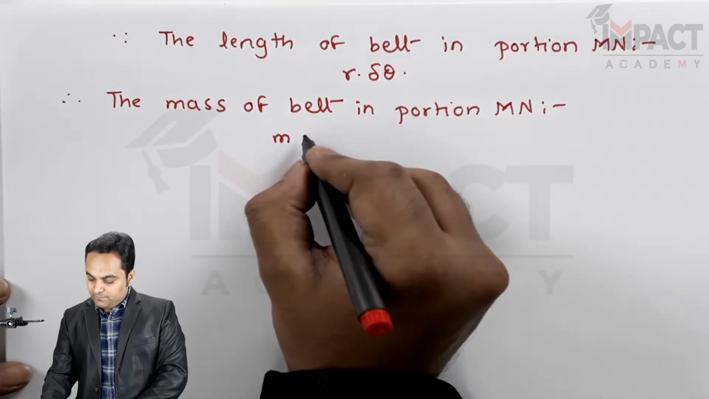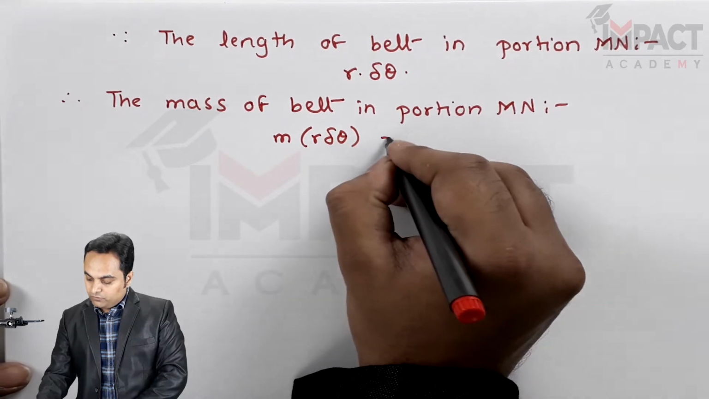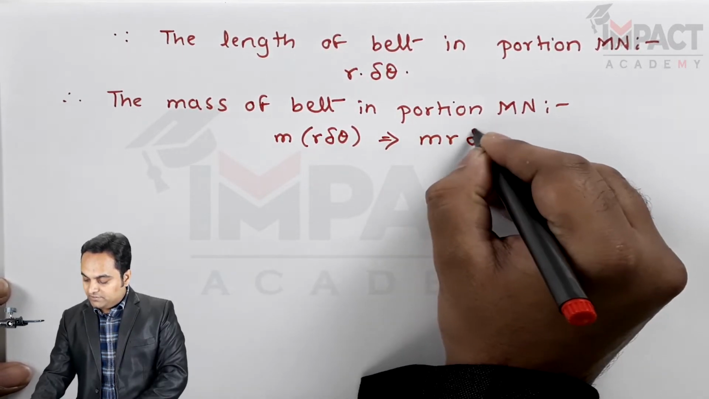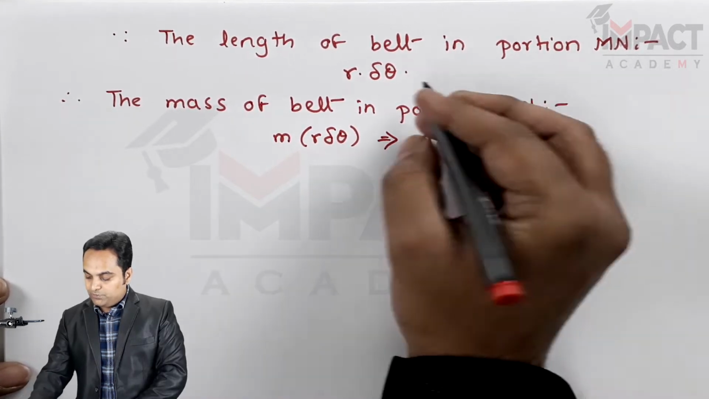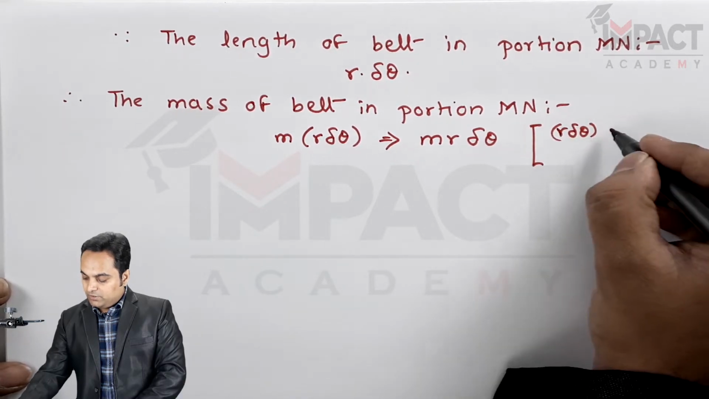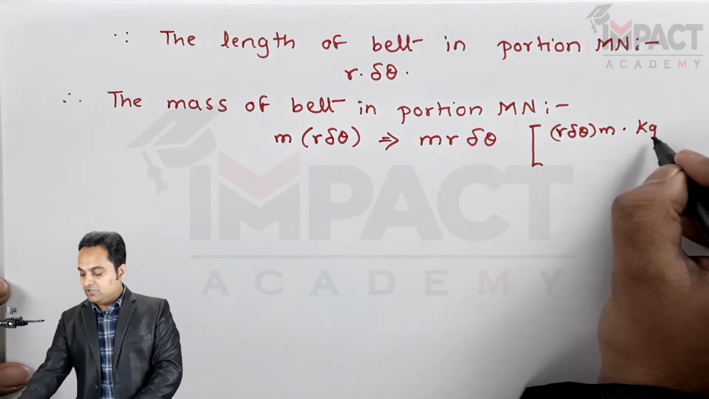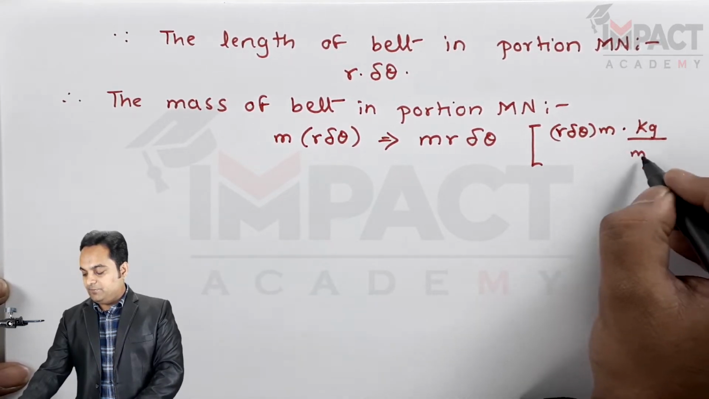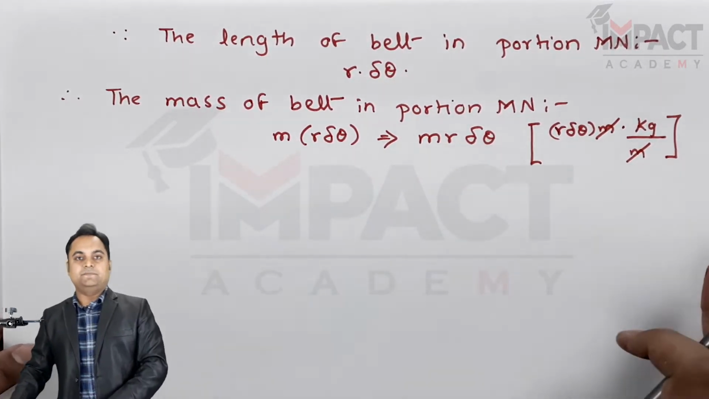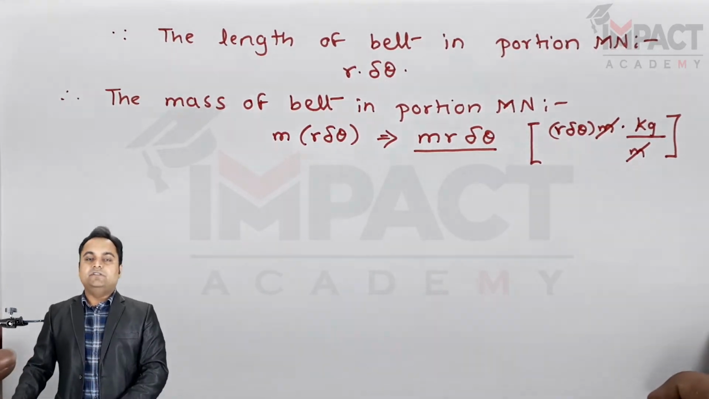So m multiplied by the total length, which is r into delta theta, so the mass of the belt in portion mn is m into r delta theta. And why so? Because r into delta theta has the unit meter, and m is defined earlier in kg per meter, so meter in meter will get cancelled out, and so we are going to get this mass.